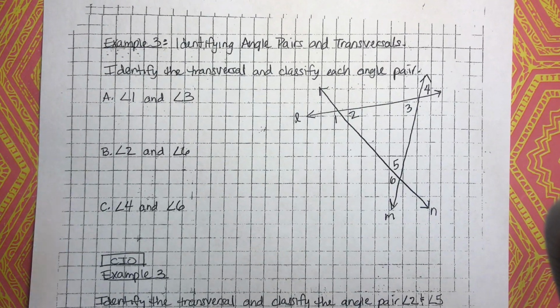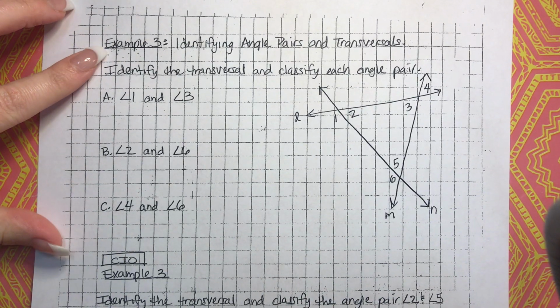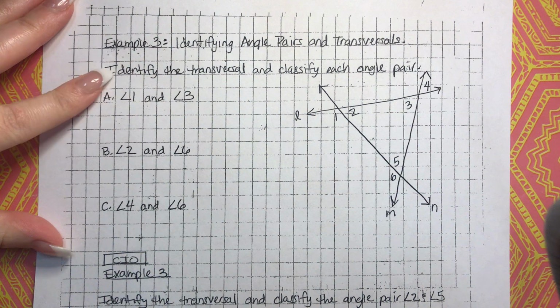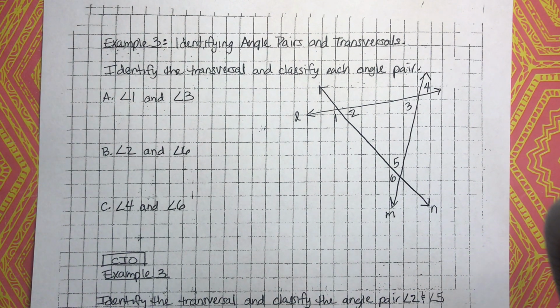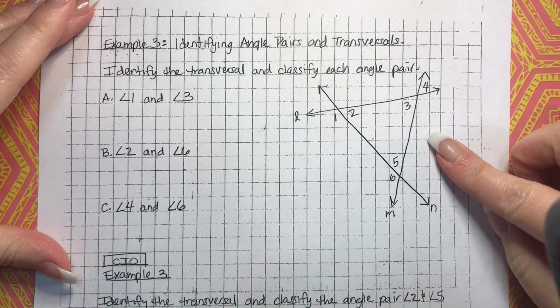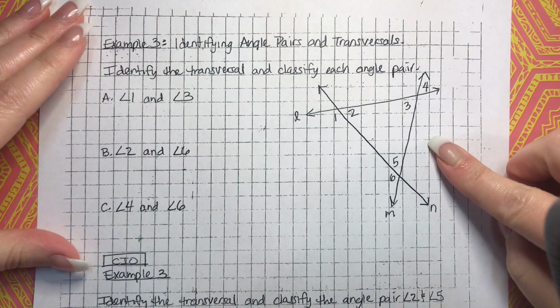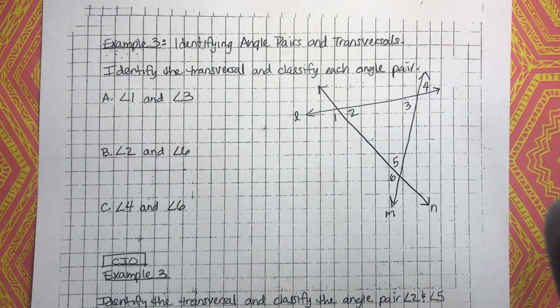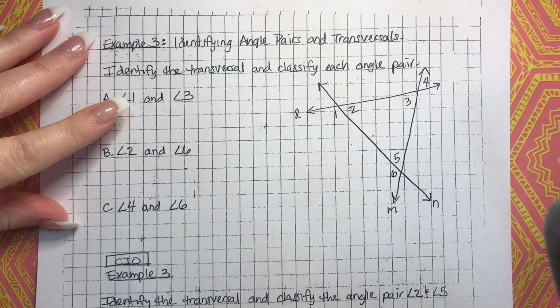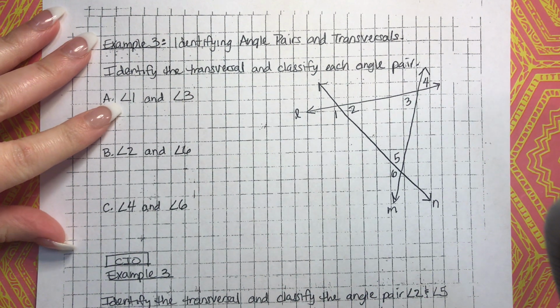All right, we're back with example 3. So we're going to be identifying angle pairs and transversals. We're supposed to identify the transversal and classify each angle pair. Now we're dealing with this particular graph, and it is a lot more complicated than the graphs that we were dealing with before. So let's first talk about angle 1 and angle 3.